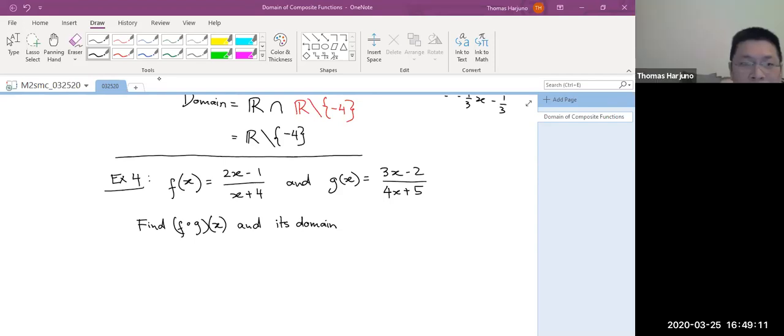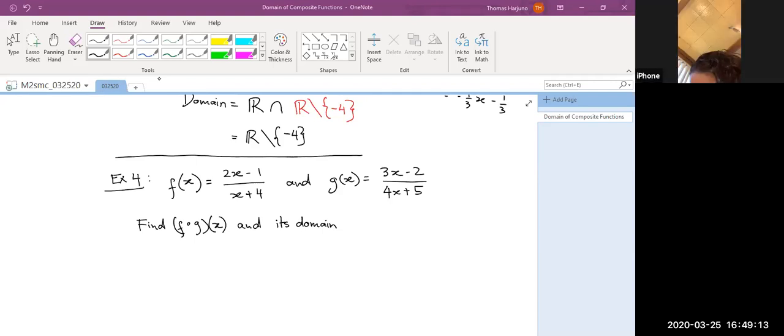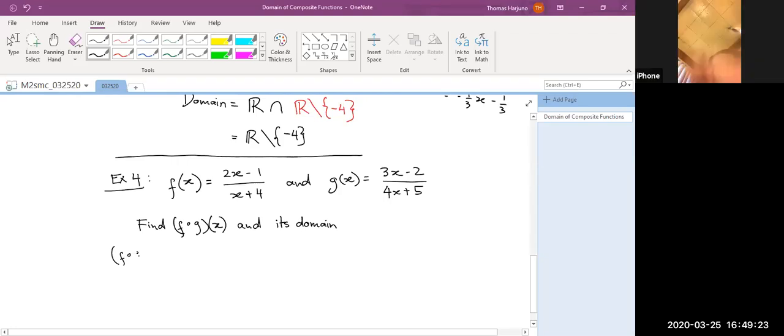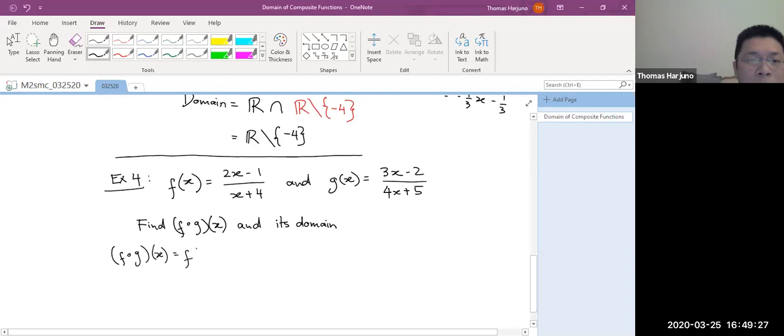Okay, let's see what we have. Well, you may not be done yet, but that's okay. I hope you already get some idea. f compose g of x equals f of g(x). That's f of 3x minus 2 over 4x plus 5.